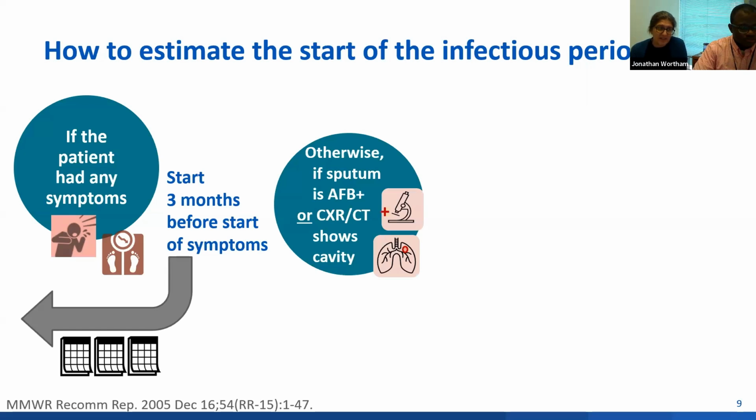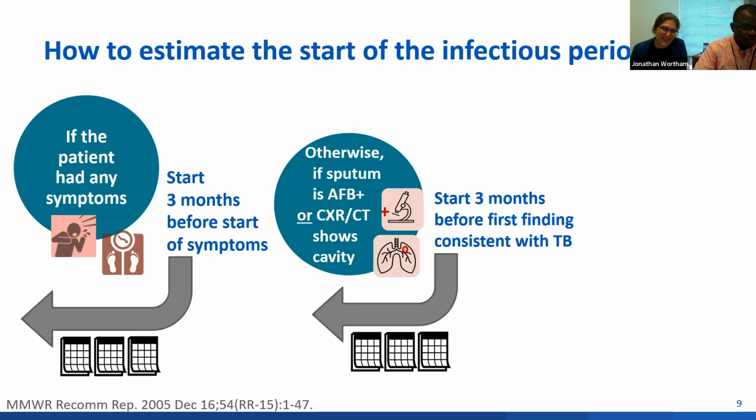But if the person says they don't have any symptoms, they really were kind of surprised by this TB diagnosis, then you're going to want to go by some of those clinical findings. If their sputum was positive for acid-fast bacilli, or if on radiography there's evidence of a cavity in their lungs, then you also want to go back 3 months.